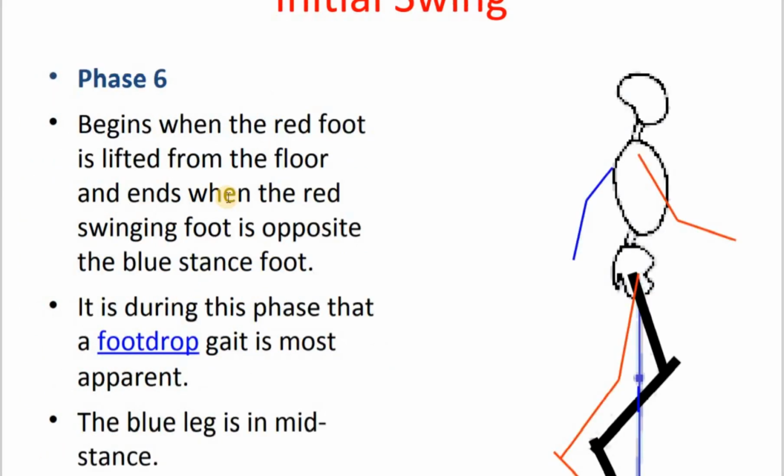This is phase 6, the initial swing phase. It begins when the foot is lifted from the floor, and ends with the red swinging foot opposite the blue stance foot. Simply saying, it changes to the blue foot. It is during this phase that the foot drop gait is most apparent. The foot drop gait will be most apparent in this initial swing phase. Then the blue leg is in the mid stance.